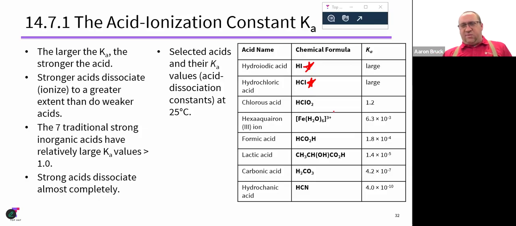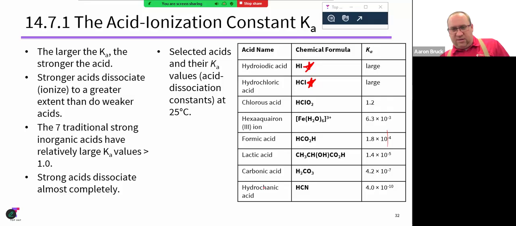But we can see that as we go down here, we do have things like hydrocyanic acid, HCN, 4 times 10 to the negative 10th for its acidity. Formic acid, we talked about that. This is what makes ant stings actually sting. 1.8 times 10 to the negative 4th for its constant.